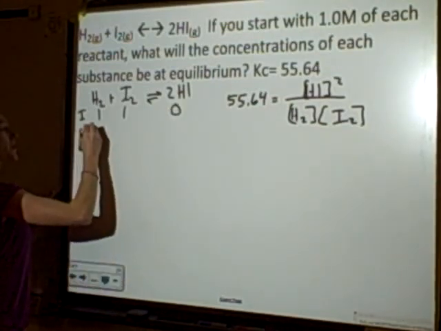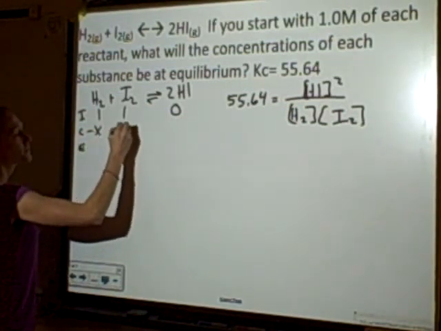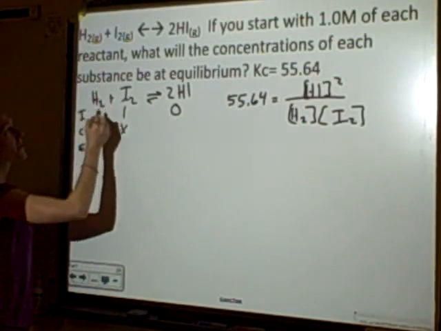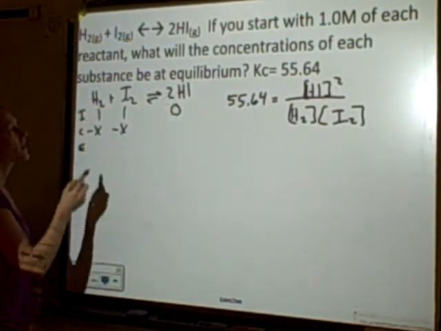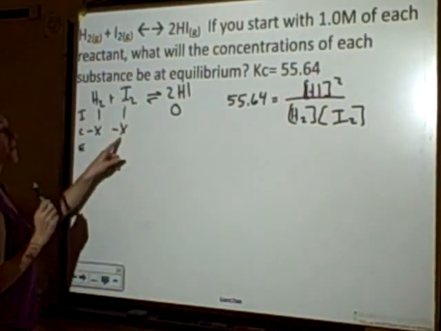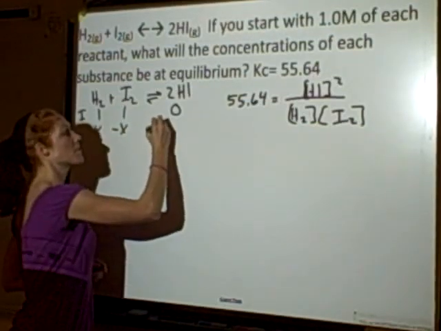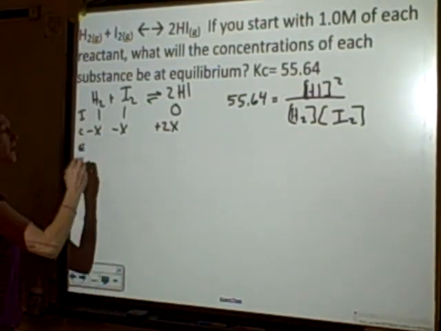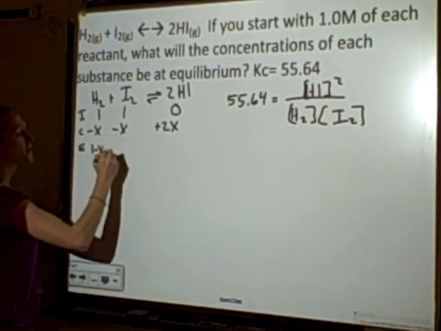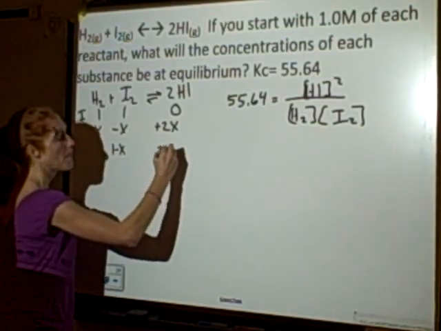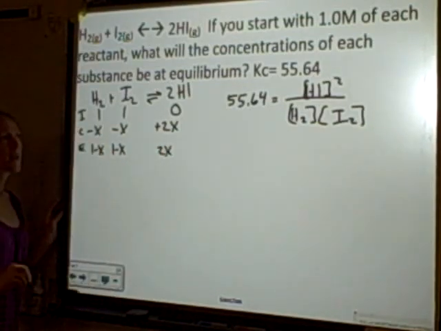My change is going to be that I'm losing X. And I can see, using stoichiometry, for every 1 mole of this that I use, I make 2 moles of this. And also for every 1 mole of this, I need to use 1 mole of that, and I'm making 2 moles of this guy. Okay, so now I know at equilibrium, even though I don't have actual values, I do have a way to relate all 3 of them with just one unknown, X.